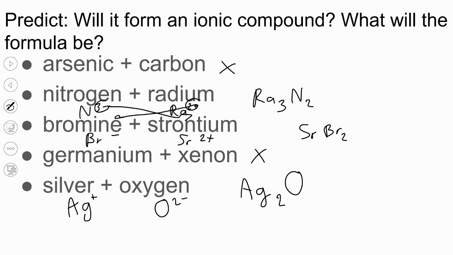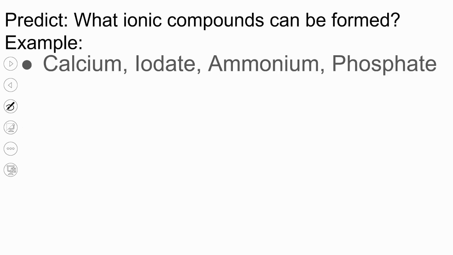Can someone help us? Why is this ionic? Where is silver? Silver's a metal. A transition metal. Yep. Okay, good. It's a transition metal. Okay, we're okay. Yes. Okay.